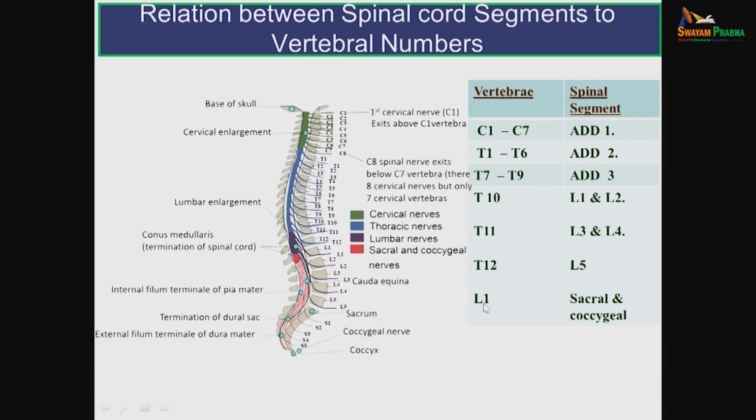And the L1 vertebra is the point where your spinal cord ends. Underlying is not the L1 segment, but the sacral and coccygeal segments. This is because the spinal cord has shifted rostrally and ends at the level of L1. So, the L1 vertebra will not correspond to the L1 segment. Actually, it is the sacral and coccygeal segments. So, underlying a vertebra, the spinal segment will be caudal due to the rostral shift of the cord. This is the relation between the spinal cord segment and the vertebral numbers.